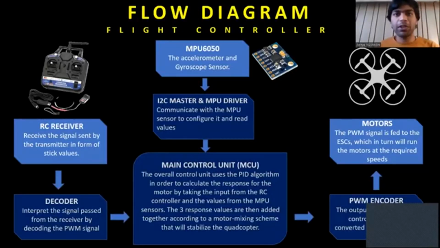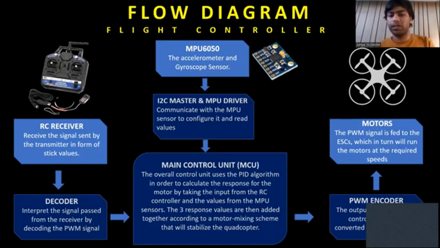Now we come to the flow diagram of the flight controller. So first we have the I2C master and the MPU driver. These are modules embedded on the FPGA. So the I2C master and the MPU driver are used to get values from the MPU 6050 sensor, and these values are further transferred via a low pass filter into the main control unit. While on the other side we have an RC receiver receiving the values from the transmitter, which are further passed into the decoder. The decoder is a PWM decoder which decodes the PWM signal to get the duty cycle of the input wave. Now this is passed on into the main control unit again.